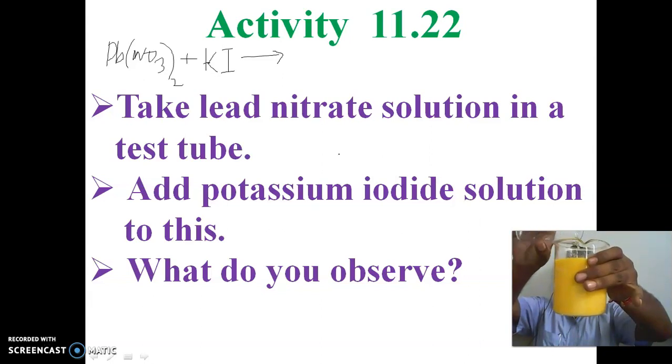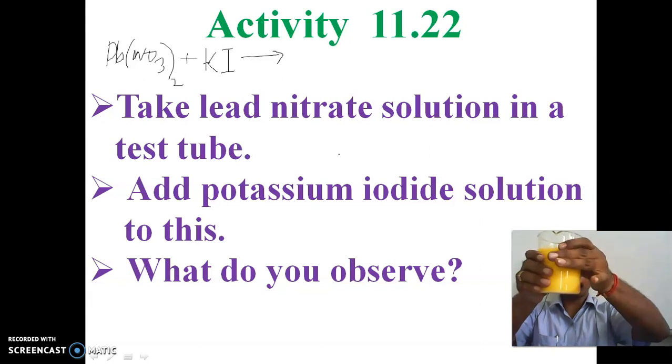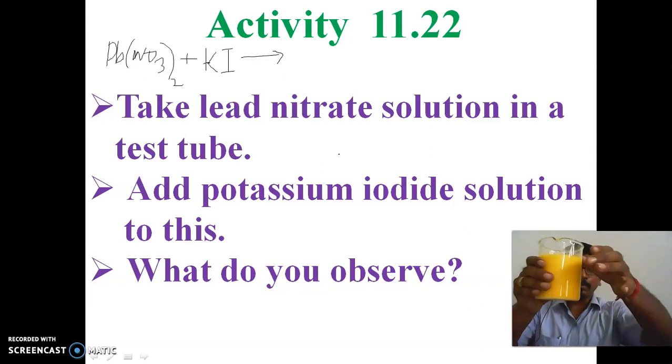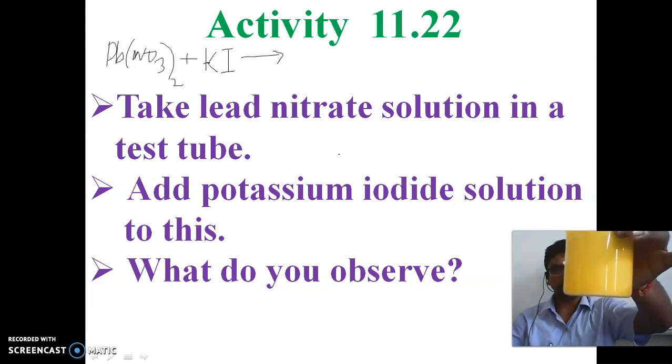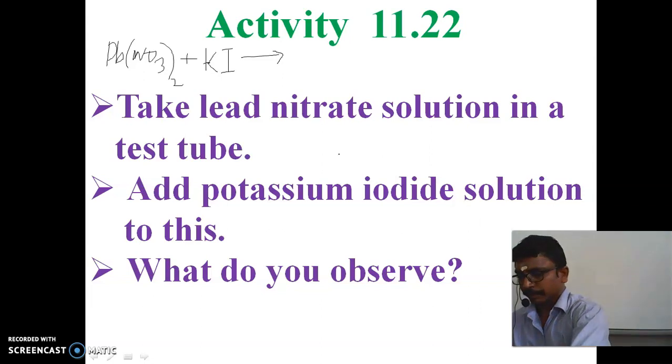It will form yellow color. The yellow color precipitate will be obtained here. So this is the product you can see when we add the lead nitrate and potassium iodide solution. So this is the product you can get. So what are the products?